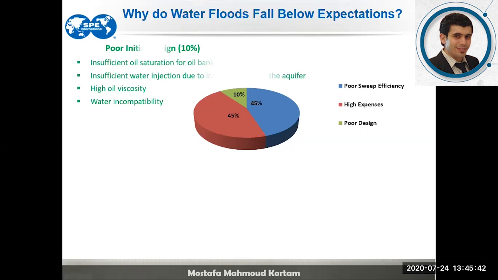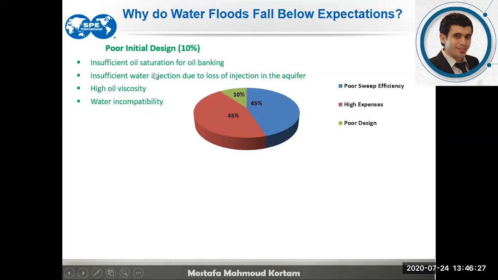So the 10% of the poor design includes the insufficient oil saturation for oil banking, where if you started your water injection at a late time or below the bubble point at that time, you would not be able to get a better result, compared with the same field if you had started it earlier than hitting the bubble point. So the sufficient oil saturation is a tremendous factor here.